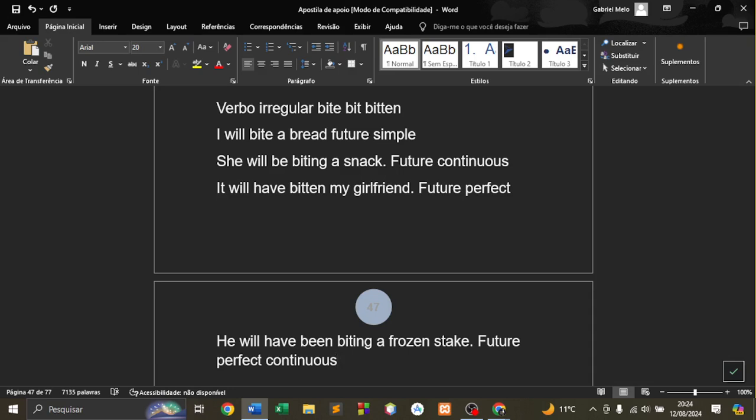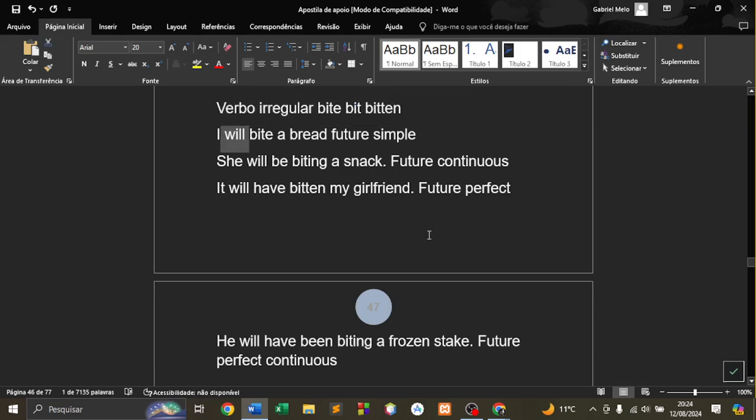I use modals the same way I use the auxiliaries. Right? Right. But it's not specific for only one tense. I can bite. I can be biting. I can have beaten. I can have been biting. So I can use a modal verb in any tense the same way I do with the will verb.